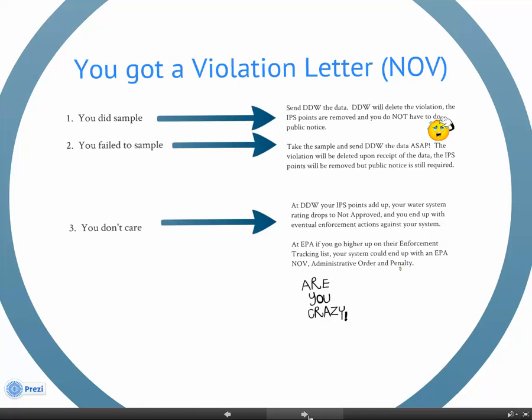Okay, so what happens if you've got one of these notices of violations in the mail? Typically, there's three responses. The first response is that the water system operator did take the sample and we just did not get a copy of it. The second response is that the water system forgot to sample, they had a change in management, for whatever reason, and there's lots of reasons out there, I've heard them all, the water system just failed to take the sample.